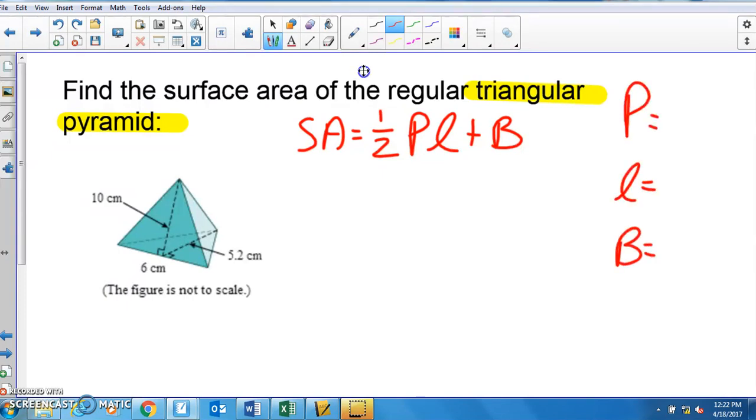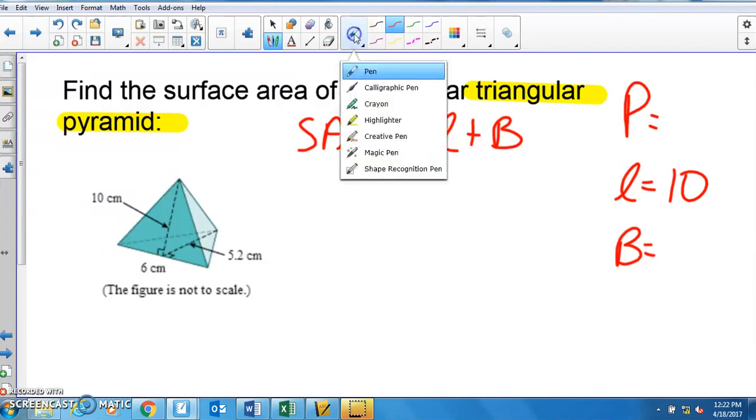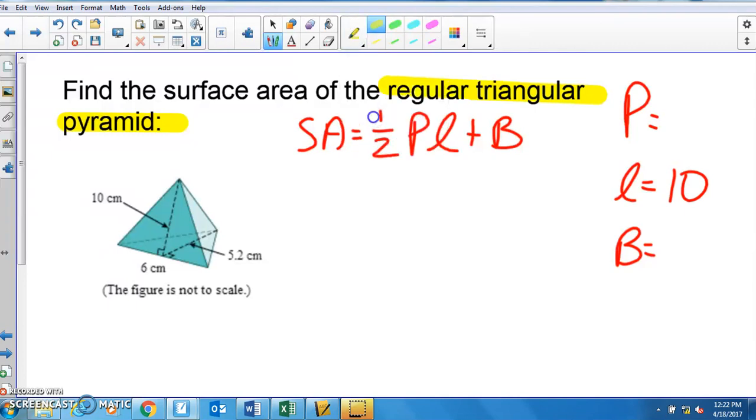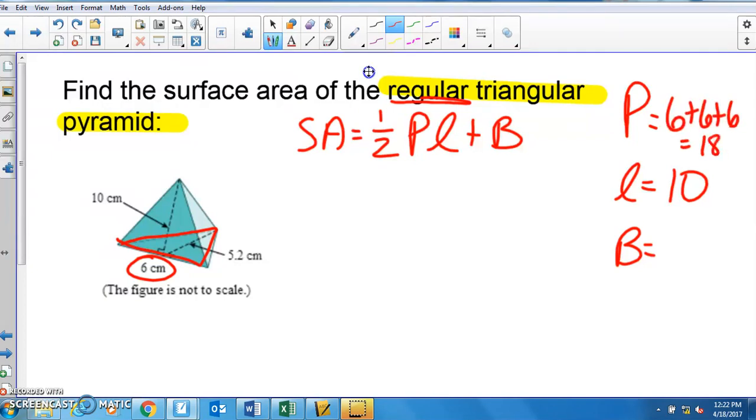All right, just looking at it, I know my slant height, the cursive L, is 10. The perimeter of the triangle, it says that it's a regular triangle. So a regular triangle, this word right here, means that all sides are equal. So on this triangle, on the bottom, all sides are equal. And it tells us that it's 6, so that means each side measures 6. So that's 6 plus 6 plus 6, which gives you 18. So our uppercase P is 18. Our cursive L is 10.